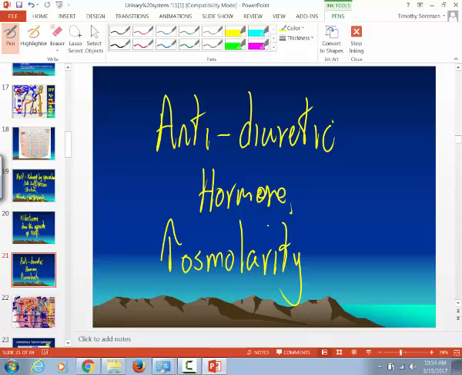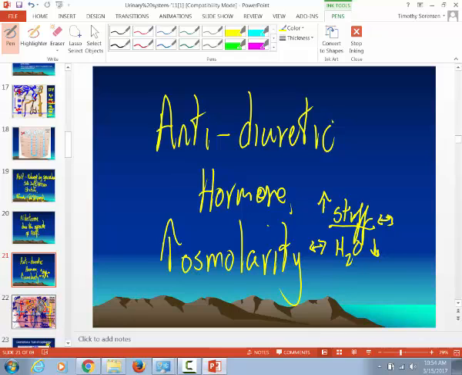That means, watch. How do you increase your osmolarity? What are the two ways you can increase your osmolarity? That's right. You could increase the stuff and keep the water the same, or you can keep the stuff the same and decrease the water. That's how you increase your osmolarity. Say yes. All right, let's go back to our nephron.